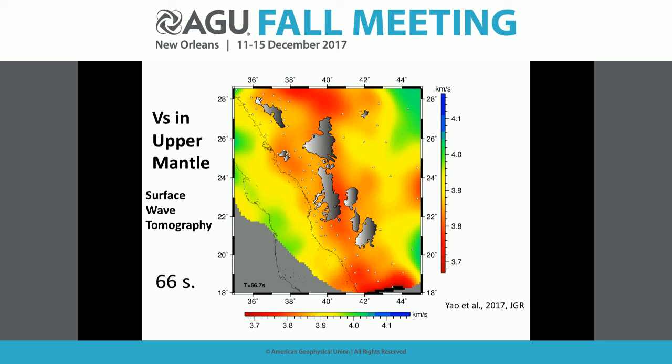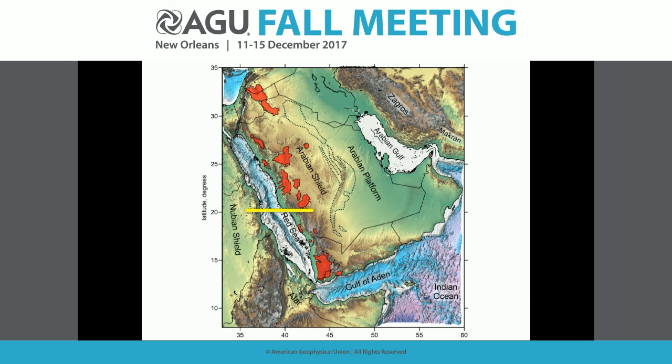If you wanted a summary of all the work that's been done in the past, the Yao et al. JGR paper that was just published contains all the citations that I'm unable to provide to you today in this short talk. So we see a really interesting pattern. So the magma seems to be associated with the Afar. That low velocity zone points right back to the Afar triangle.